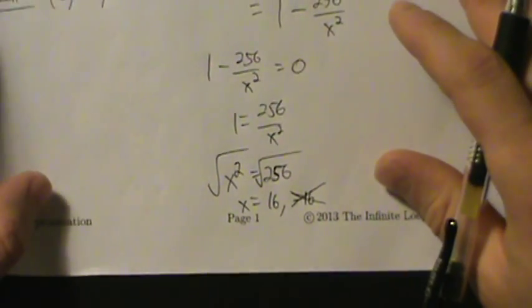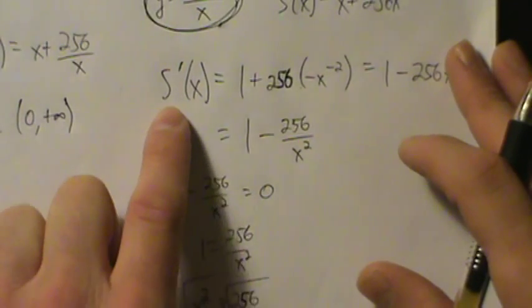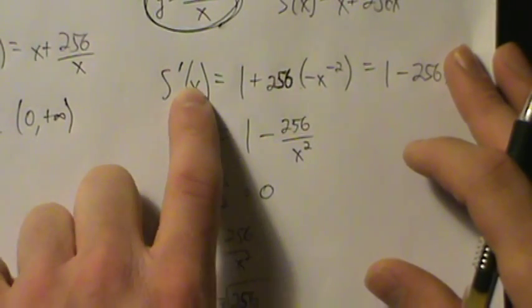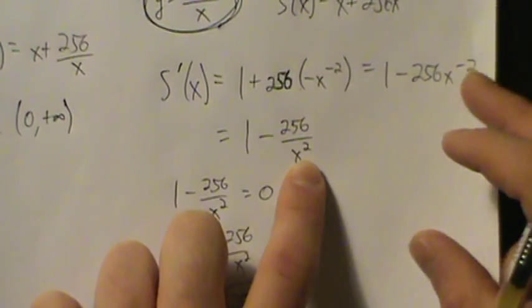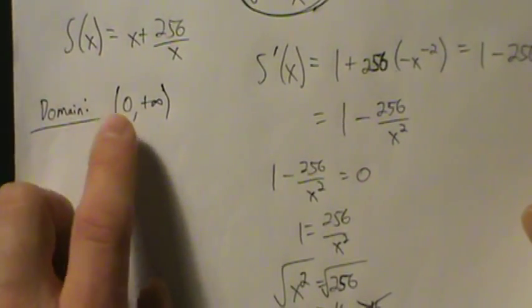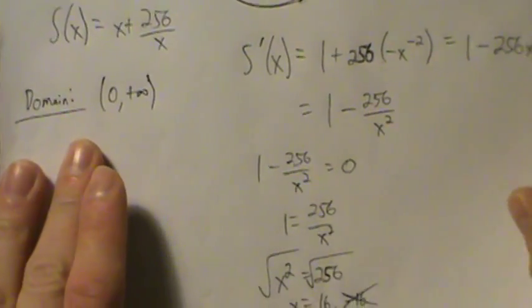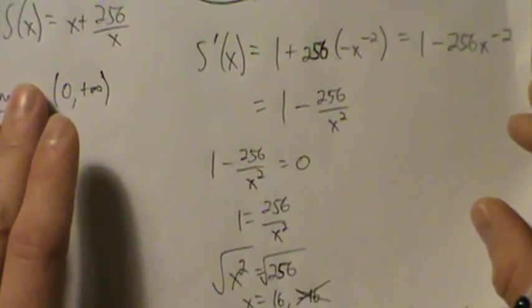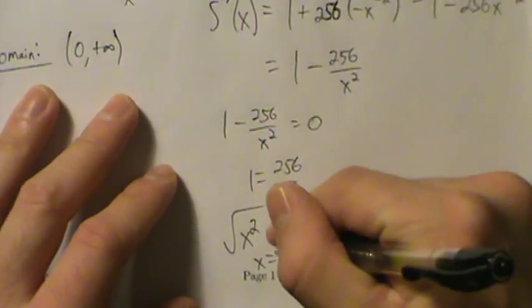Now we can also get critical points, what's the other way? By figuring out when the derivative is undefined. Well, this derivative is undefined when x is 0, right? Because then we're dividing by 0. But 0 is not in the domain. So to be a critical point, you have to be in the domain of the original function. But 0 is not, so we don't even have to worry about it. So our only critical point is x equals 16.